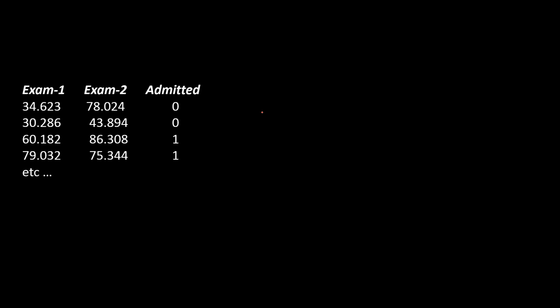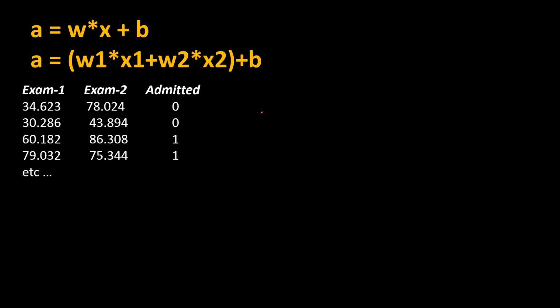So this is our problem set where we have scores in two different exams, and we also have its result of whether the student was admitted or not. Our goal is to learn some model like this. So this A is the predicted value by the model, and X will be the input. X is this one, and we need to predict A, what its output was. So we have to learn W and B.